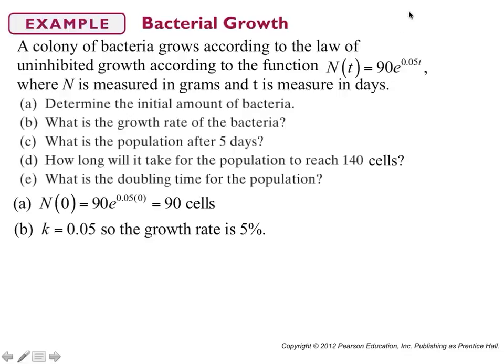Now the growth rate of the bacteria, we just look at our exponent here, 0.05, that corresponds with 5%, so that's going to be our growth rate. Now if we want to know what the population is after 5 days, that means that we plug 5 in for t. And if we plug that in, we have 90 times e to the 0.05 times 5 power. Make sure when you put this in your calculator, I'm going to give you a minute to do that, make sure you put that exponent in parentheses.